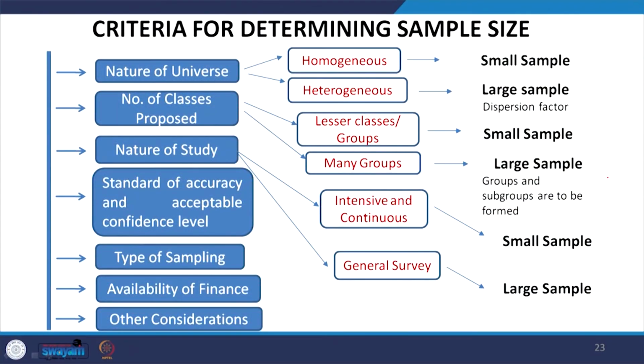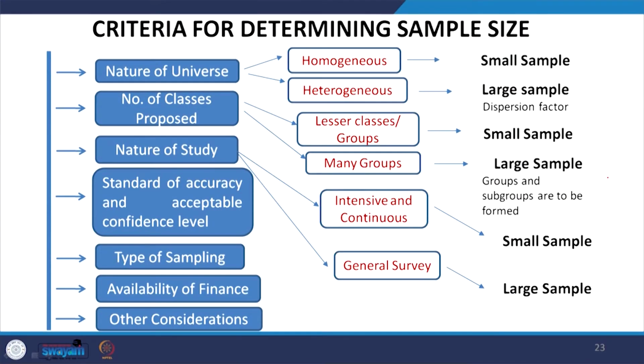What about sample size in the case of the nature of the study? The nature of the study is important. If your study is very intensive, very core, then you specifically require qualitative information. In that case, you need not cover a large sample size, you may simply cover a small sample size. So, the standard rule is to stick to a small sample size and study intensively. If it is a general survey, obviously it requires a large sample.